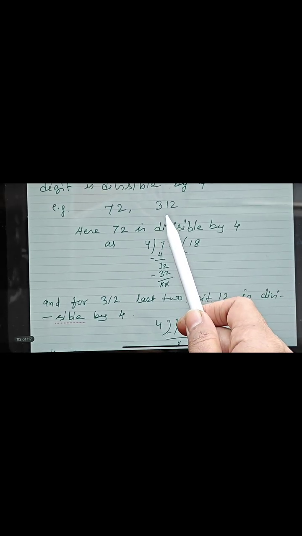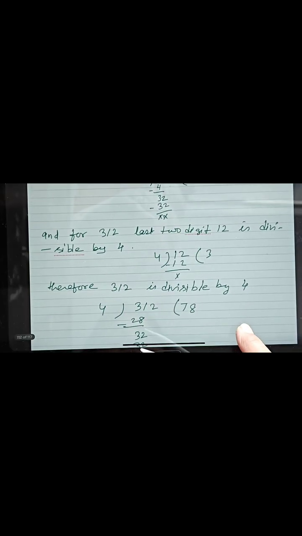Now 312, here 12 is the last 2 digits. It is divisible by 4, 4 3s are. Okay, so this number 312 is divisible by 4 and you can actually check it by division. Okay, so rule understood, no problem. Last 2 digits should be divisible by 4.